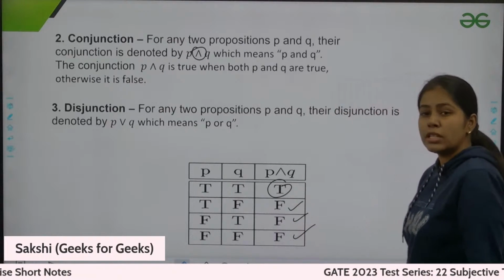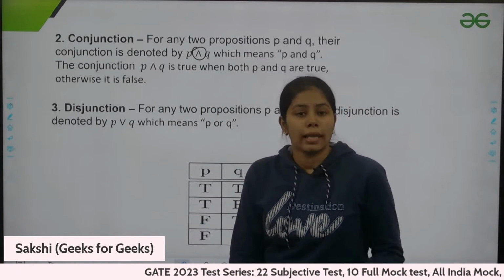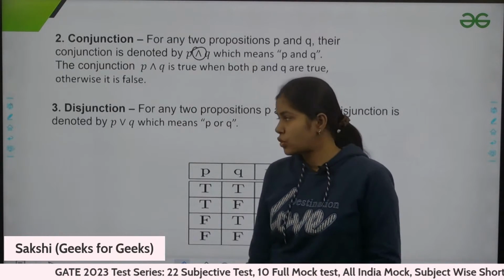P false, Q false, I'll get a false. So in conjunction, I'll get a true statement when both the propositions are true.